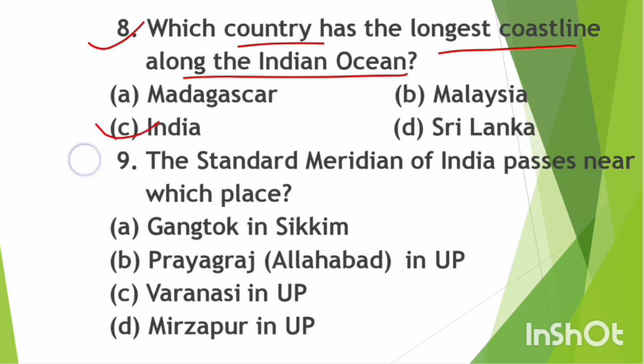Next question, question number 9. The standard meridian of India passes near which place? Option number A, Gangtok in Sikkim. Option number B, Prayagraj in UP. Option number C, Varanasi in UP. And option number D, Mirzapur in UP. So answer for this question, option number D, Mirzapur in UP.